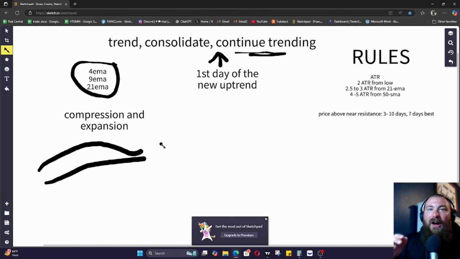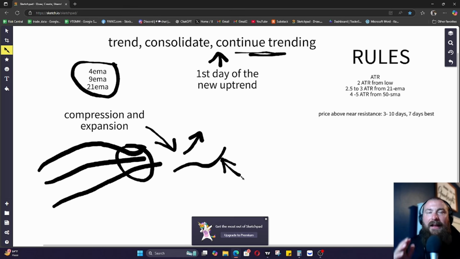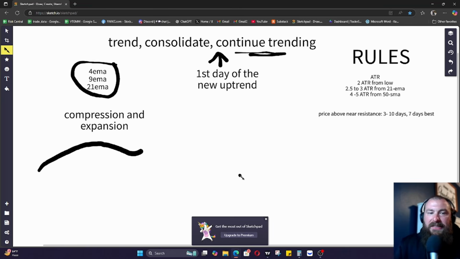We want to see the 4 EMA start to slope down, and then it ticks back up. On that first day that it ticks back up is the entry. The 21 EMA will again be slower, so it typically looks something like that. This compression is what we're looking for, but we trigger when that 4 EMA ticks up. Now, this is a very important caveat to trading based on the 4, 9, and 21 EMA: price will always advance before the 4 EMA ticks up.